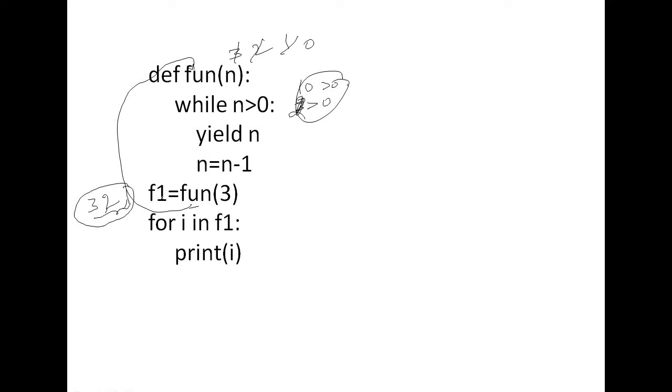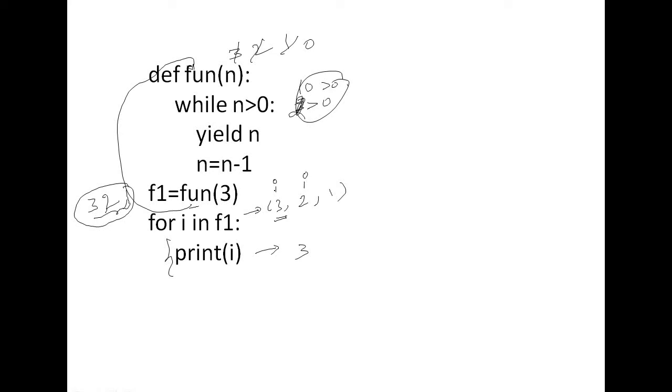The f1 is called a generator object. This object contains the 3 values 3, 2, 1. Now I am in this for loop, for i in f1. First of all, i takes the first value 3, which means the i value becomes 3. The body will be executed. Print the i value. The i value is 3. 3 is printed.